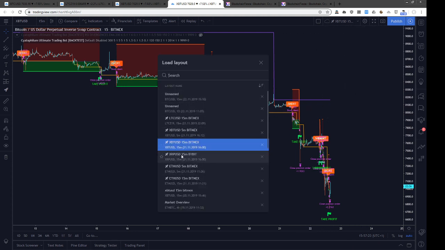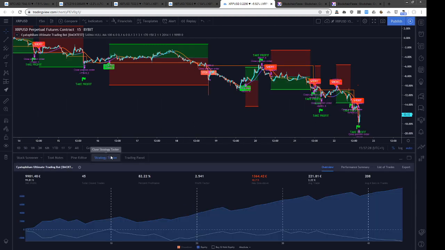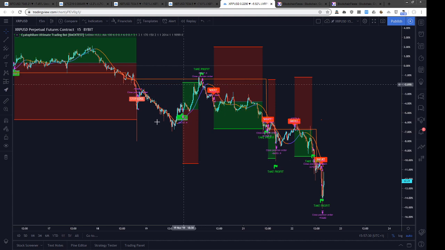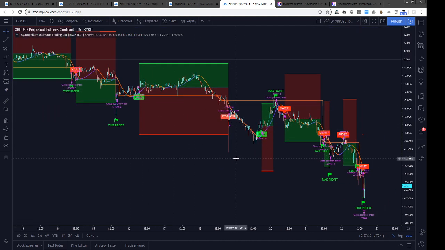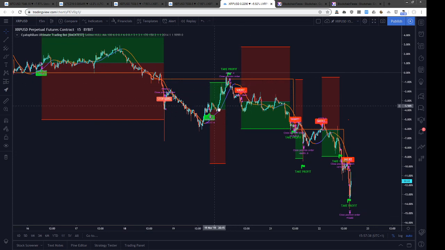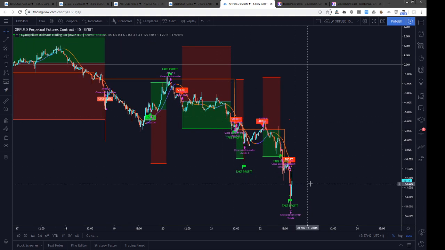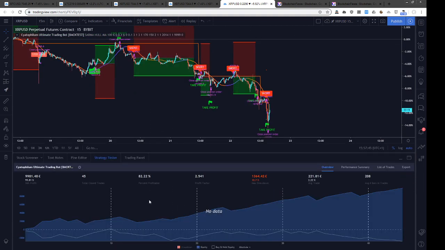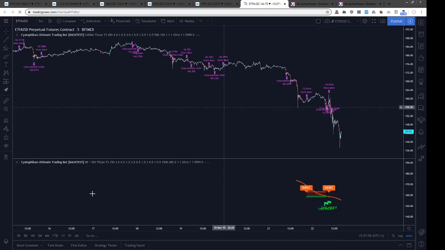I also have a configuration for XRP, and since last week we have seen an unlucky stop loss here. We had a long which has been followed by another long, and several trades that all have been successful. So if we look at the backtest, you can see some nice results. So that was XRP. Now we have ETH on 5 minutes.